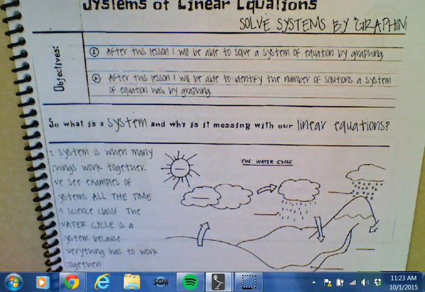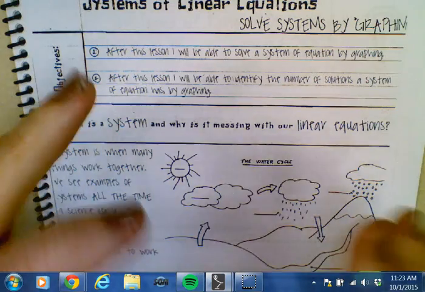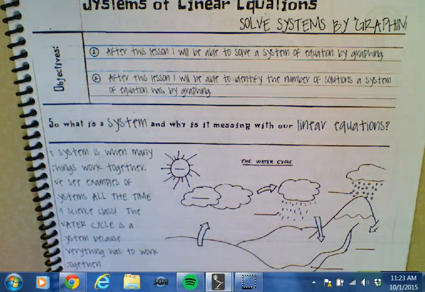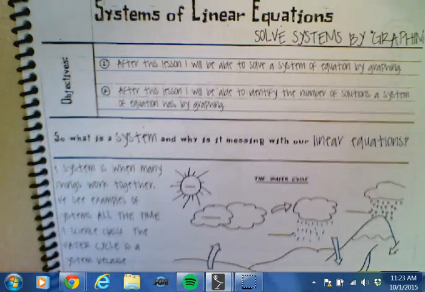So what is a system? What is a system and why is it messing with our linear equations? A system is when many things have to work in harmony together, and they have specific outcomes and specific solutions. You'll see this all the time in a science class. A water cycle is a good example of that.